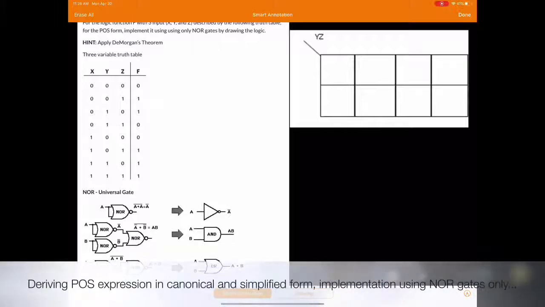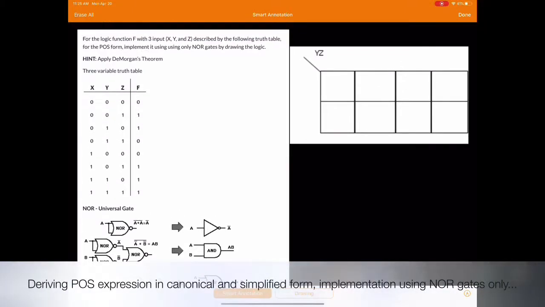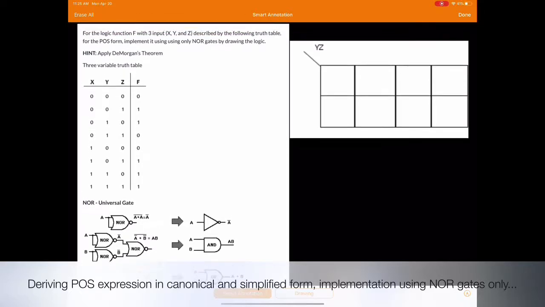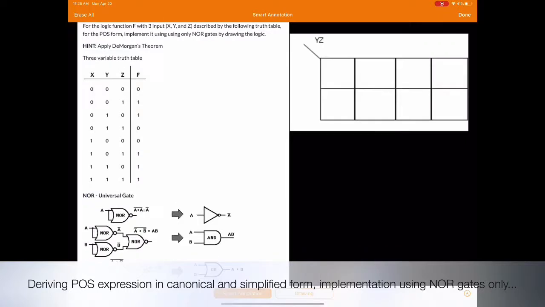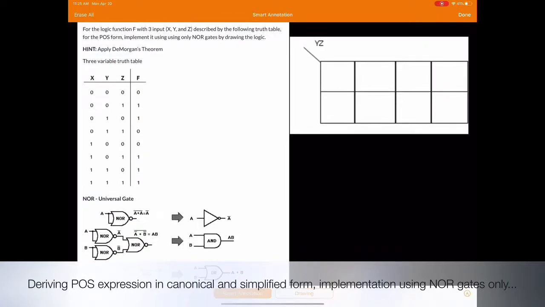So here we are going to learn how we can derive a POS, product of sum expression, in its canonical logical form, and also use K-map to come up with a simplified expression, and then use that expression to implement NOR gates to come up with a circuit diagram.